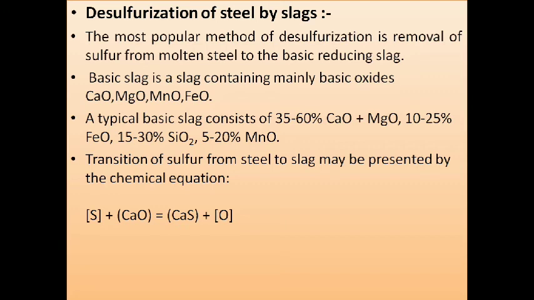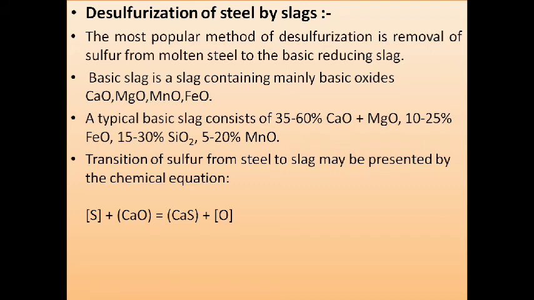Desulfurization of steel by slags. Generally, the most popular method of desulfurization is removal of sulfur from the molten steel to the basic reducing slag. The basic reducing slag contains basic oxides, hence it is called basic reducing slag. The basic oxides are such as calcium oxide, magnesium oxide, manganese oxide, then the iron oxide.